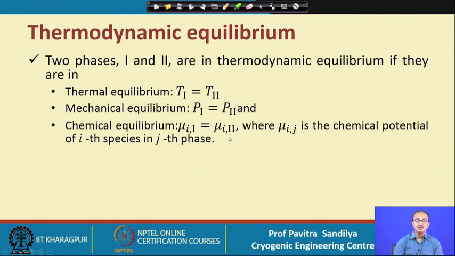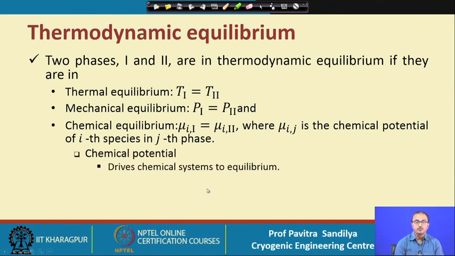So, you can see that in the case of thermal equilibrium, we have only one relation. In mechanical equilibrium, we have only one relation. But for the chemical equilibrium, we have C number of relationships. That means as many components, as many chemical equilibrium relationships. So these give rise to C plus 1 plus 1, that is C plus 2 relations at thermodynamic equilibrium.